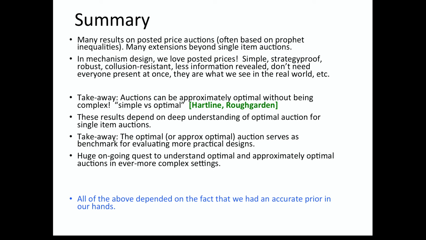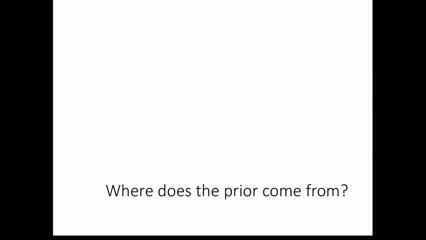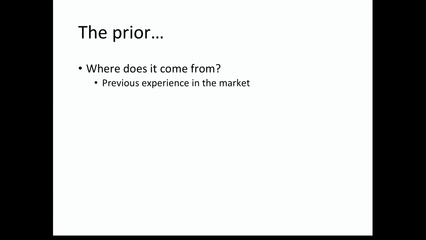So all of this, everything I've discussed so far, depended on the fact that we had an accurate prior in our hands. Actually, we're also assuming independence between agents, and for some of these results I presented, and for most results we have. So you can ask the question, where does this prior come from? Okay, and presumably it comes from previous experience on the market.